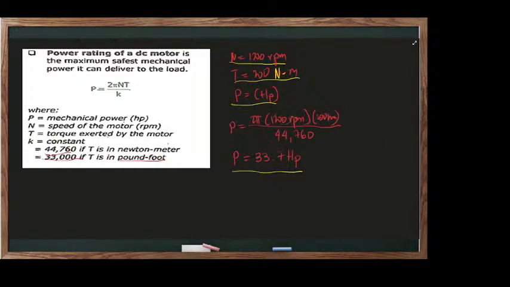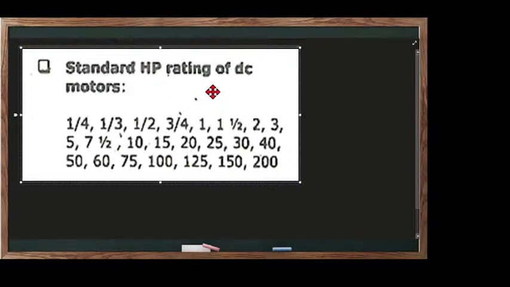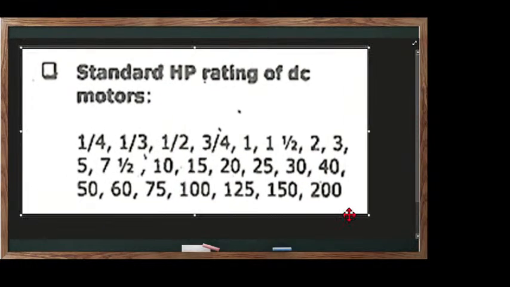Okay, next. So, standard horsepower rating of our DC motor. So, ito yung standard. So, these are the value of the horsepower rating na mabibili natin if we are going to buy a DC motor. So, we have 1/4, 1/3, 1/2, 3/4, 1. So, pinakamalaki na DC motor, no, is 200 horsepower.